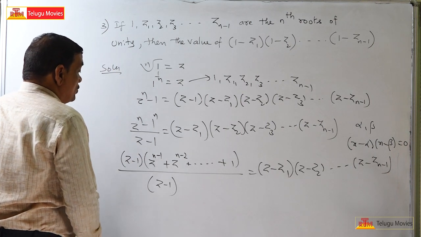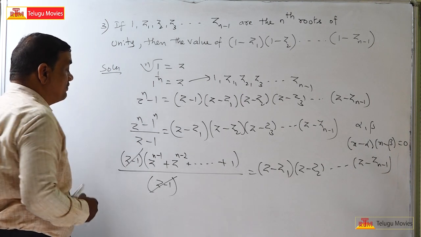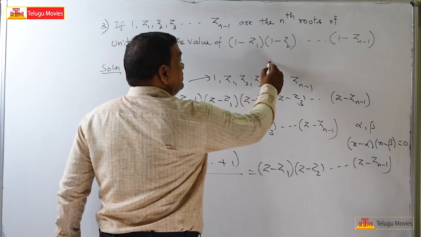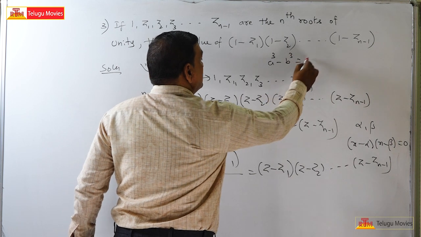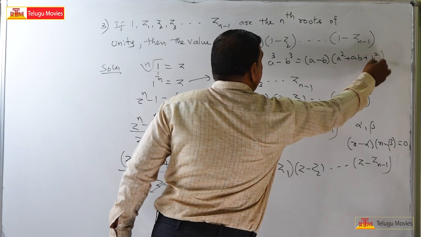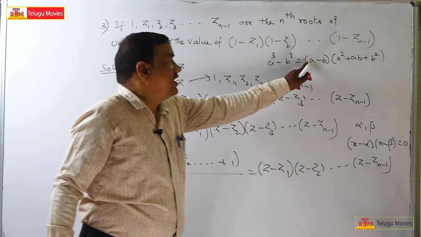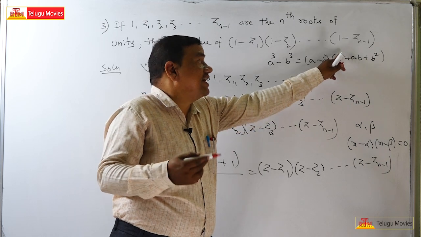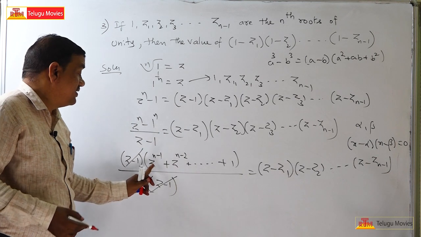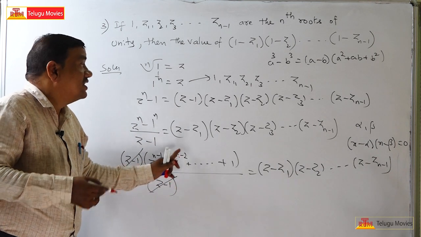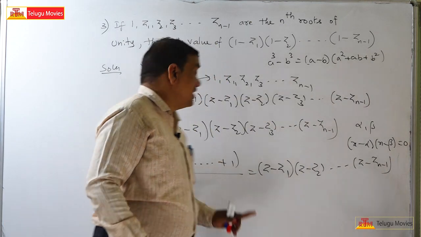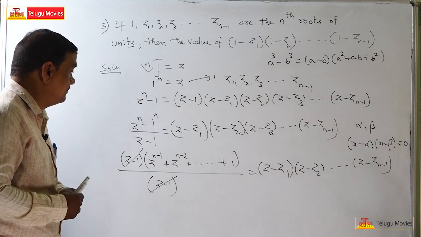Okay, now this term, z minus 1, will be cancelled. So how do you get this? One more formula is there. See here, a cube minus b cube is equal to a minus b into a square plus a b plus b square. Understand? Here the power of a decreases: a square, a, it goes on decreasing. That means here also the powers of z, z power n minus 1, then z power n minus 2, will go on. The last term will be b square, that means here 1 square, that is 1.